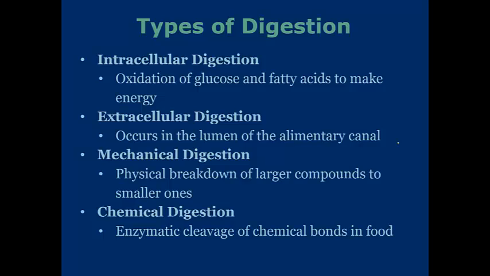Mechanical and chemical digestion are both necessary to break down larger molecules into usable forms. Mechanical digestion constitutes physical breakdown of larger compounds to smaller ones. The most common example you'll see of this is chewing, or mastication as it is known in scientific terms. Chemical digestion involves enzymatic cleavages of chemical bonds within food.